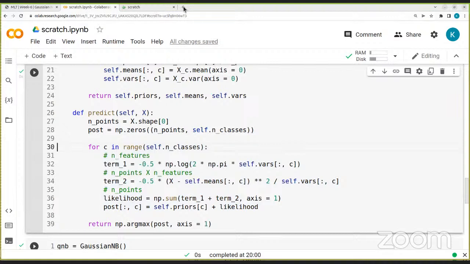Where is that? Can you give me a link to the timestamp? And if you can give me a link to the timestamp, I can directly go there.